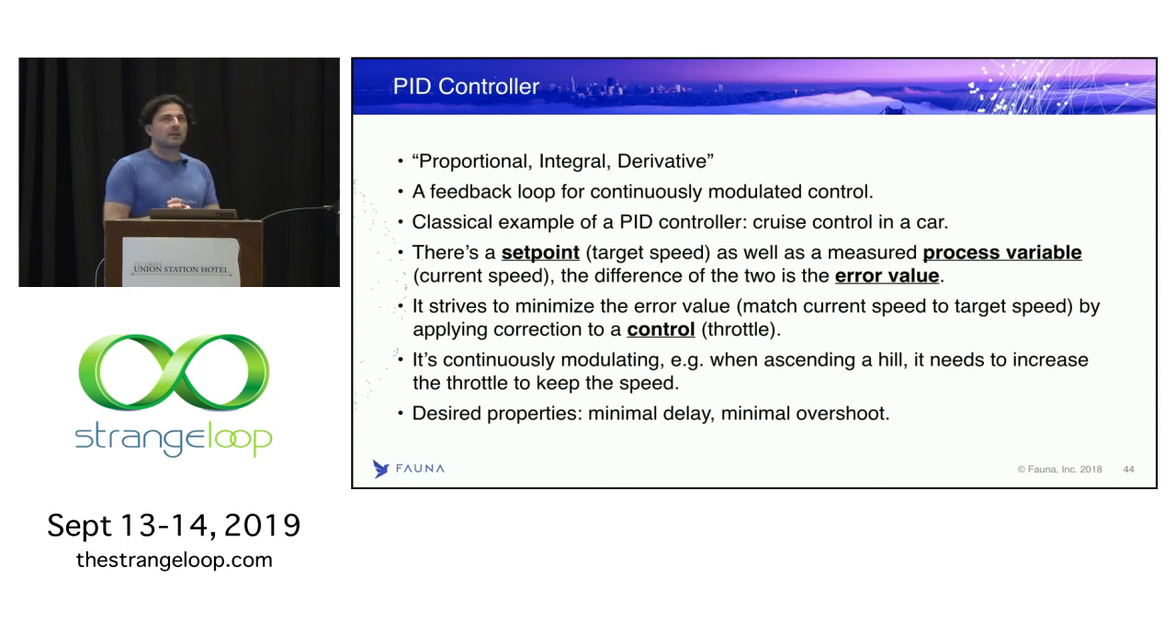However, the system doesn't know on its own, it doesn't have a model of how changing the control, the throttle, will change the speed of your car, right? Motors don't change torque instantly. If you're going uphill or downhill, then the coefficient of the throttle to the change in speed will change. And obviously, if you're going faster, then you need more throttle to compensate for the wind resistance, yada yada. So it needs to be continuously modulating the system. The desired properties are that you want minimal delay and minimal overshoot, because otherwise you will end up with oscillations.